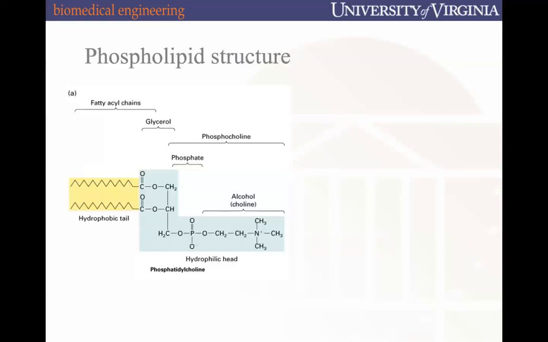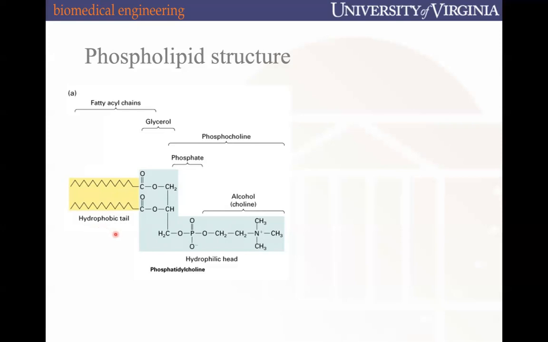So to start, the lipid bilayer of phospholipids has many different varieties. The structure of these phospholipids all follow the same general pattern or template. We have a hydrophobic tail that's made up of these long carbon chains. These chains can be different lengths. They can have double bonds or no double bonds, and we'll talk more about that later in the slides.